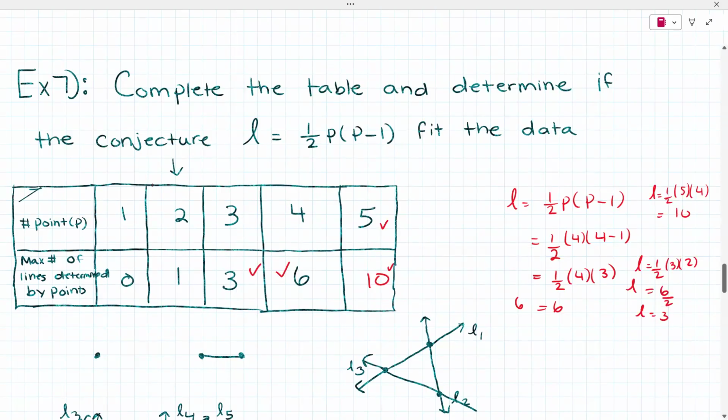What about 2? 2 minus 1 is 1. Times by 2, that's 2 over 2, which is 1. Yeah, that works. And then what about 0? Yes, that would be 0 and 2. That's definitely true. 0, 0. So yes, you can say it fits the data.